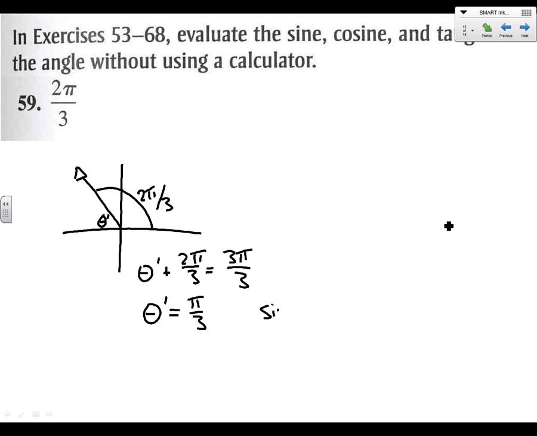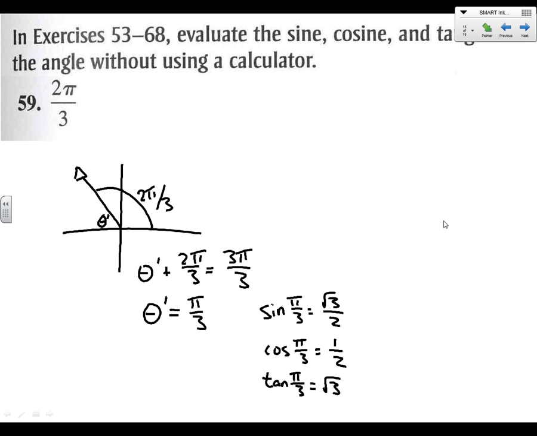We should know these things at this point. Sine pi over 3 is √3 over 2. Cosine of pi over 3 is 1/2. And the tangent at that point, we would divide the sine by the cosine. The 2's would cancel, and we would get root 3.